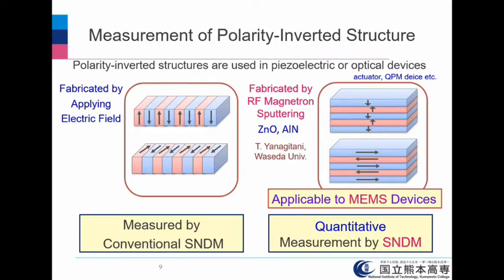I believe that this technique is very important for MEMS device applications. However, to measure this structure, we must cut the sample and polish it and then measure the cross-section if we use the existing method. Therefore, I have developed a way to measure the layer structure from the surface non-destructively.